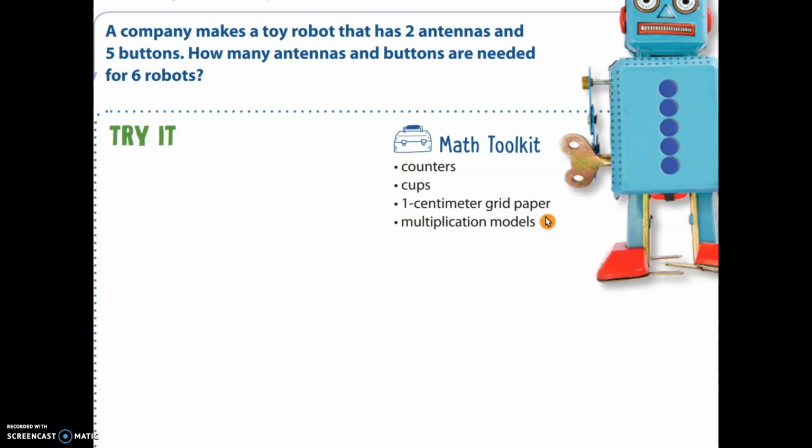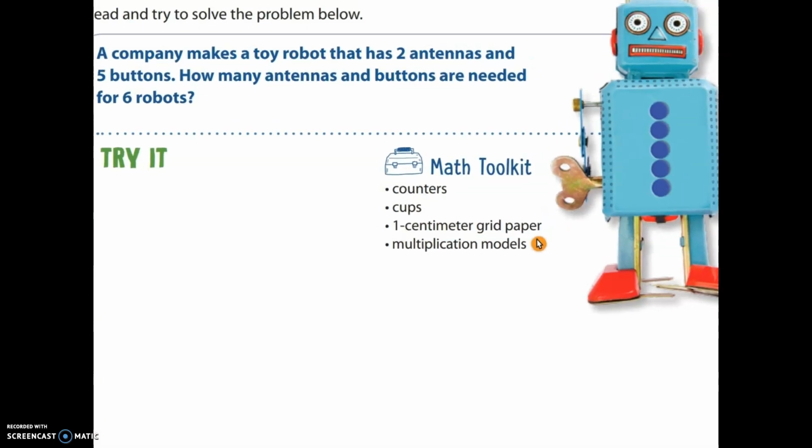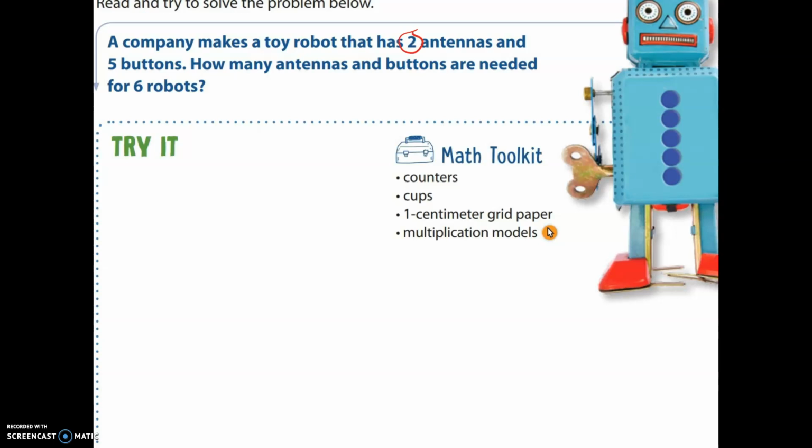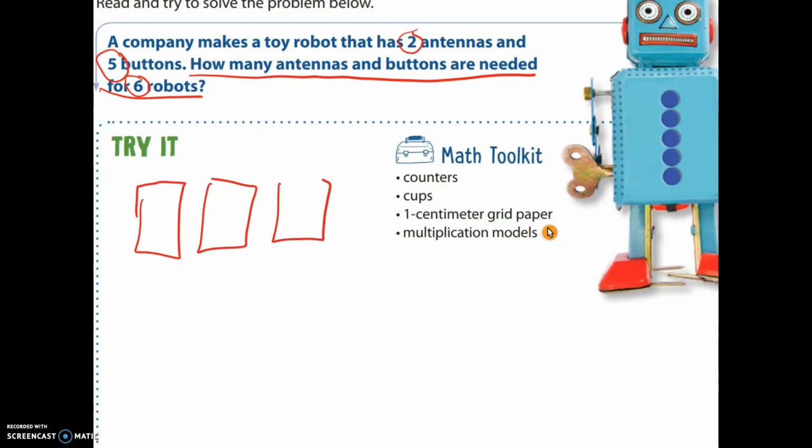little bit trickier today. So it says a company makes a toy robot that has 2 antennas and 5 buttons, and there's actually 6 robots. So the question says how many antennas and buttons are needed for each robot. So I decided I'm going to draw a picture. This sounds kind of tricky, so I'm going to draw my 6 robots.